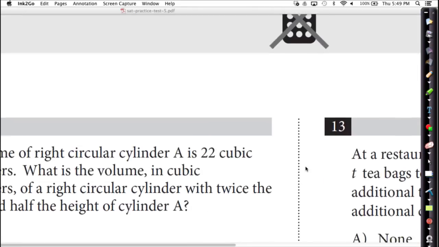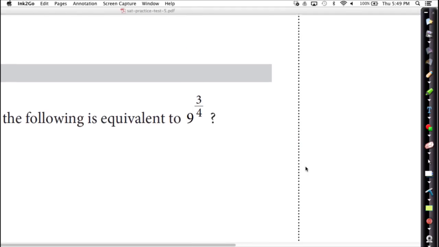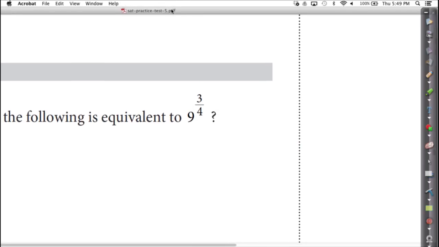All right. Let's see here. Where do I want to go? Number 12. There it is. All right. I just got to fix the screen.